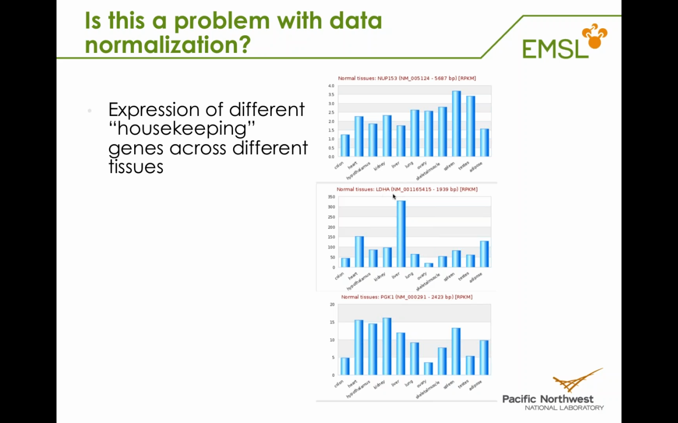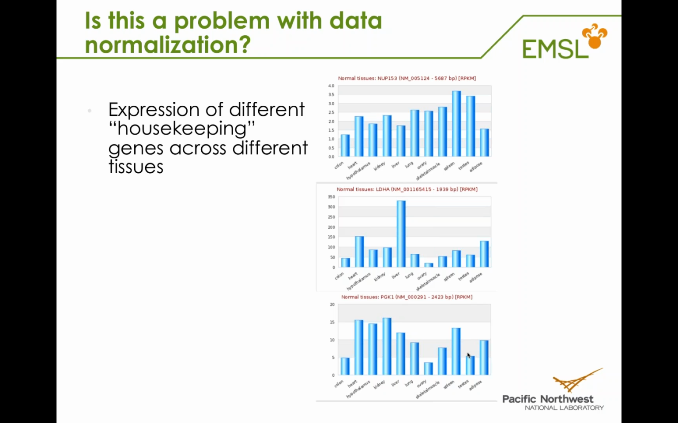This is lactate dehydrogenase. This is, I forget which, another one. These are documented as housekeeping genes, and this is what the database says that they are across tissues. Well, they're really not very similar across the tissues. So it's not clear, if the data is not properly normalized across tissue and you look at a really interesting gene, how do you interpret that?